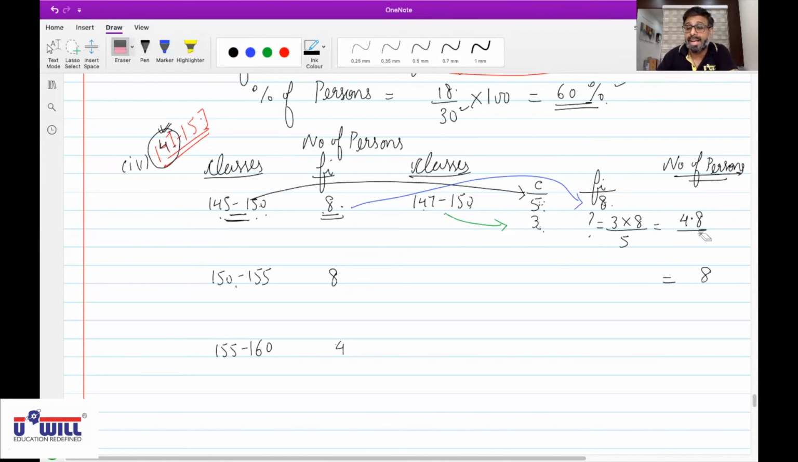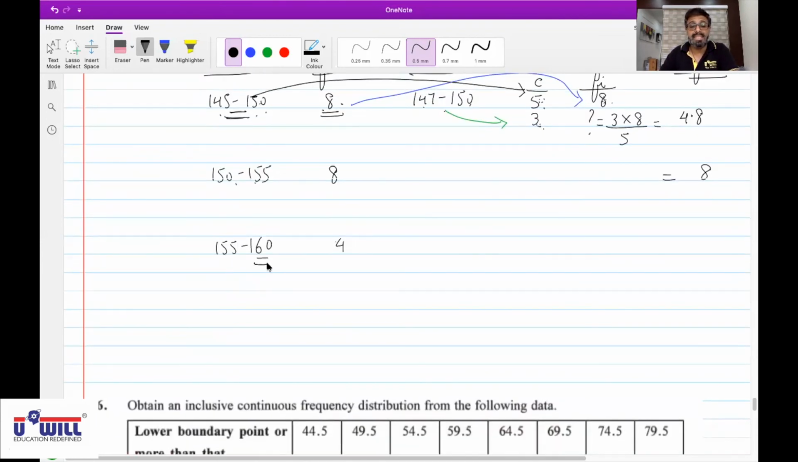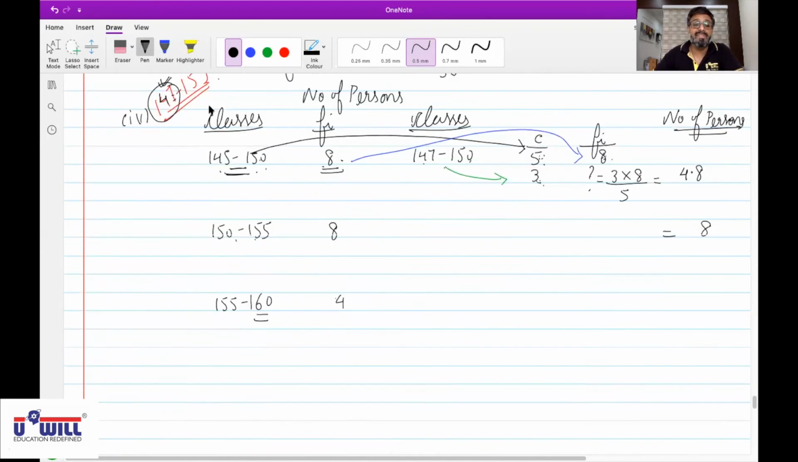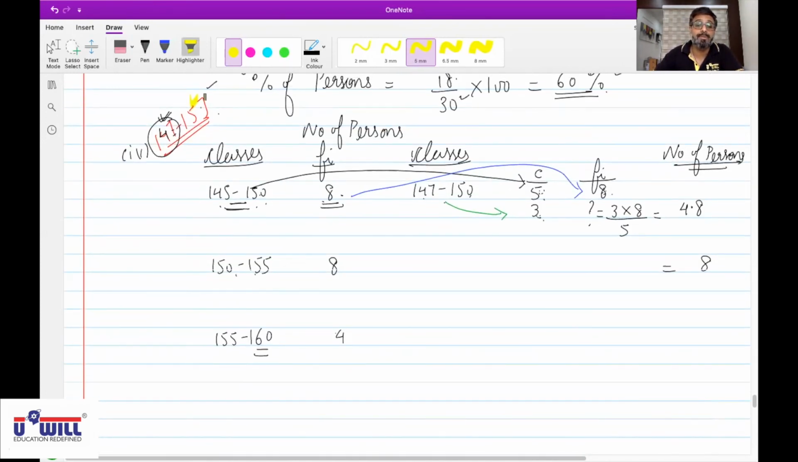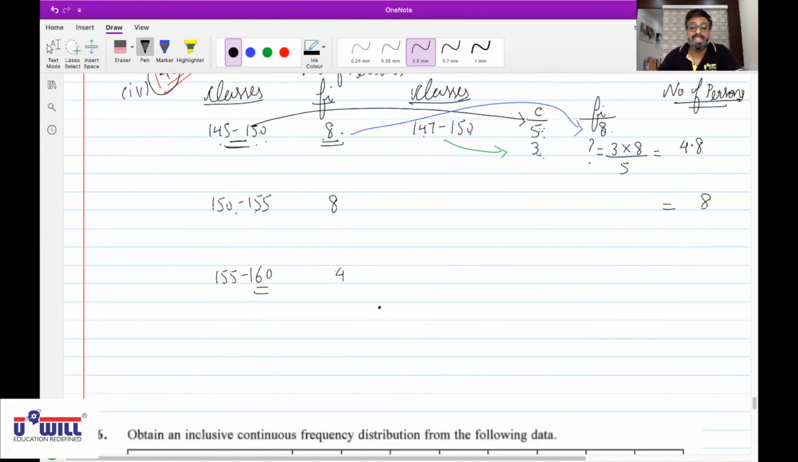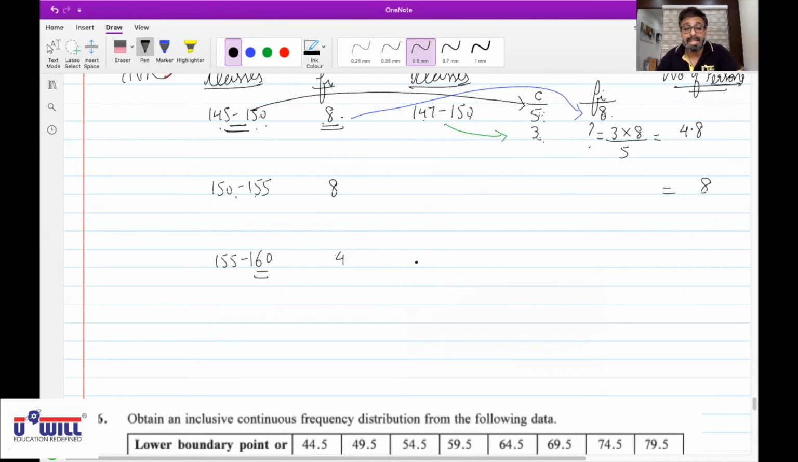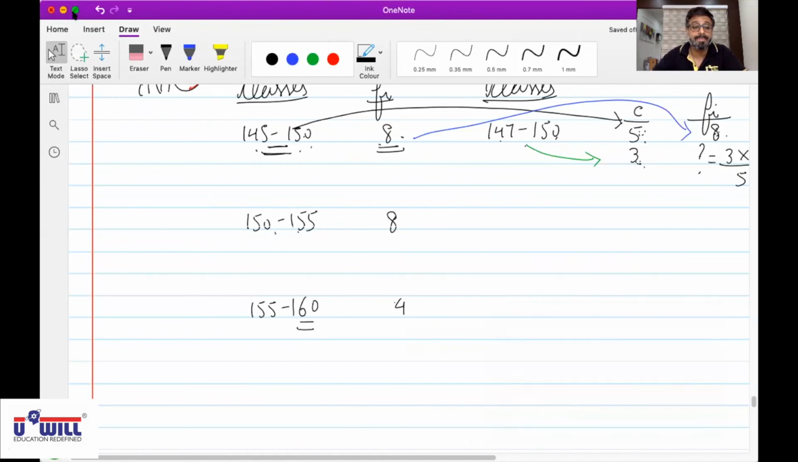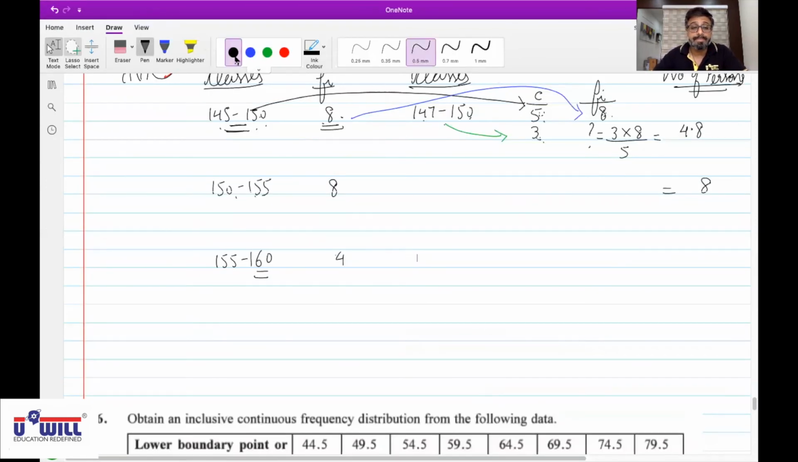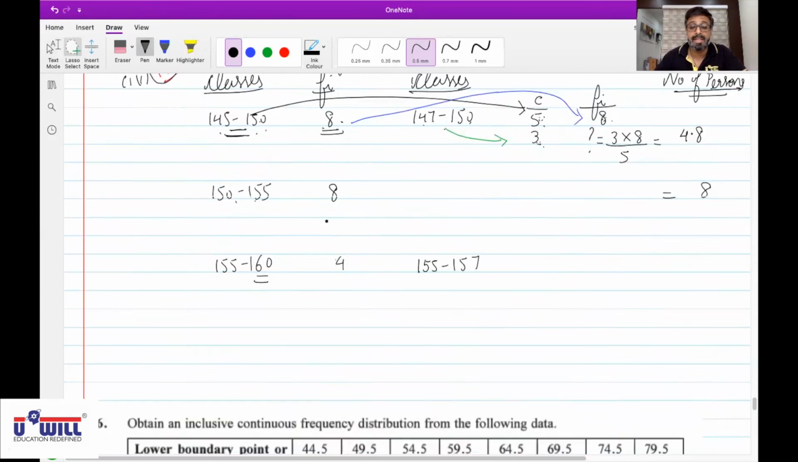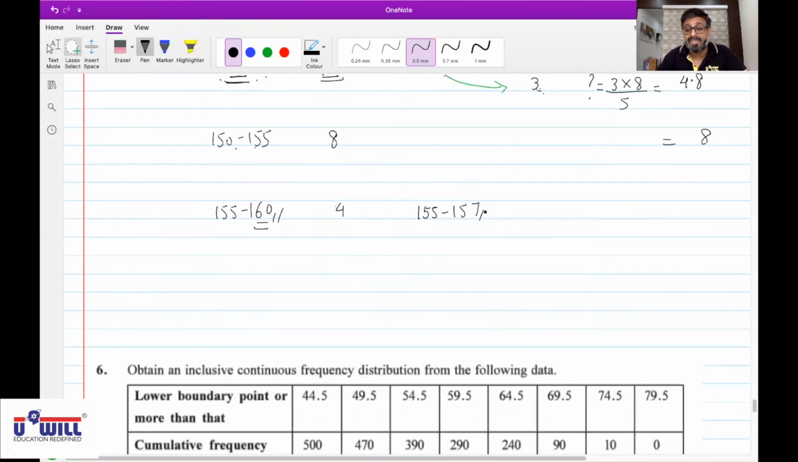150 to 155, take it entirely, that is 8, because 150 to 155 comes in between 147 to 157. Now we need up to 157, and here it is 155 to 160, but we require only from 155 till 157. Our last value is 157. We require till 157 only, so here again we'll make this classification. We don't need till 160, we need till 157.